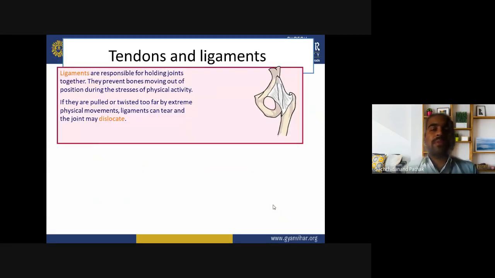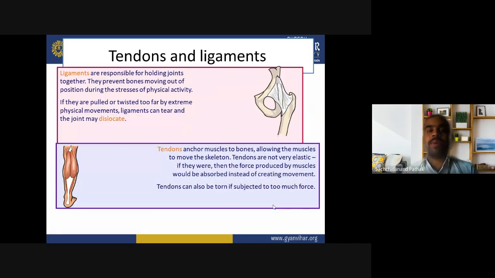Ligaments are responsible for holding the joints together. They prevent the bones from moving out of position during stress or physical activity. If they are pulled or twisted too far by extreme physical movement, a ligament can tear and then the joint may dislocate.